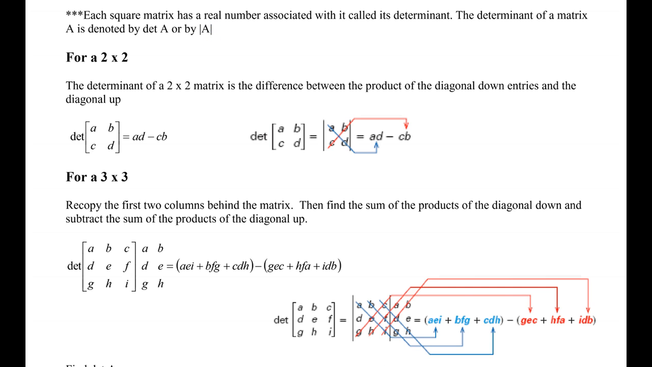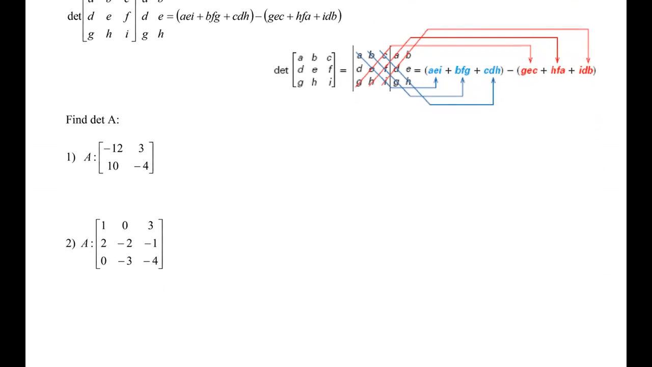For a 2 by 2 matrix, the determinant is the difference between the product of the diagonal down entries and the diagonal up entries. For a 3 by 3 matrix, you're going to recopy the first two columns behind the matrix, then find the sum of the diagonal downs and subtract the sum of the products of the diagonals up. Let's look at two examples.